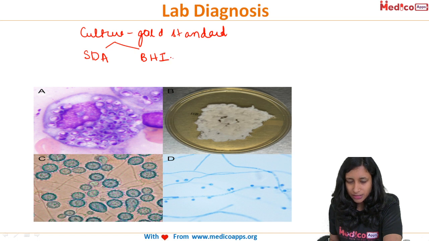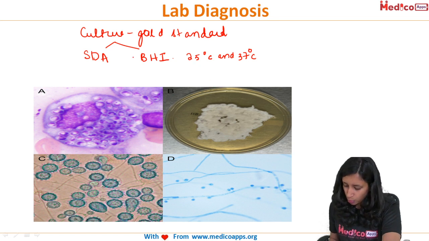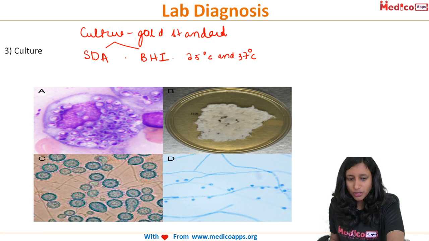So these are the two important media that are used for culture, and you incubate this both at 25 degrees centigrade and 37 degrees centigrade. Now, like I told you, this is a dimorphic fungus, so you have to incubate this at both 25 and 37 degrees centigrade. Now, what do you see here in your culture?